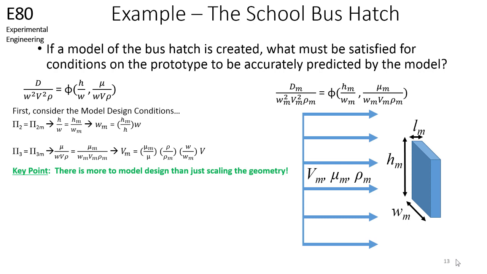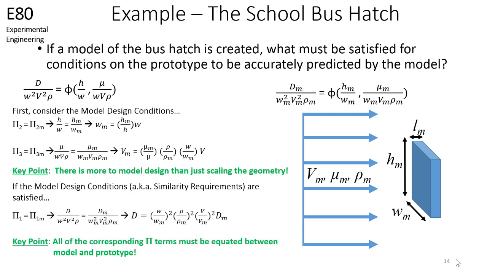This brings us to a key point, which is there is more to model design than just scaling the geometry. You cannot just take a scale model of something and subject it to the same flow conditions. The flow velocity for the model could be much different than the flow velocity of the real thing. So if the model design conditions are satisfied, and we know the width, density, and velocities of the model and the real thing, then a measurement of the drag force on the smaller model will enable us to predict the actual drag force on the real thing. Therefore, if you are trying to determine the forces on a large system using a smaller model, then all pi terms must be equated between the model and the real thing.